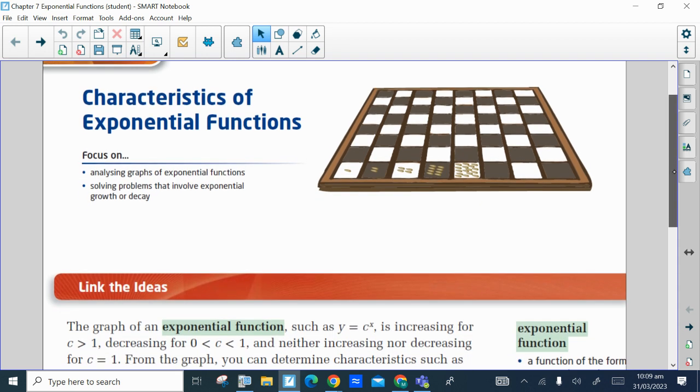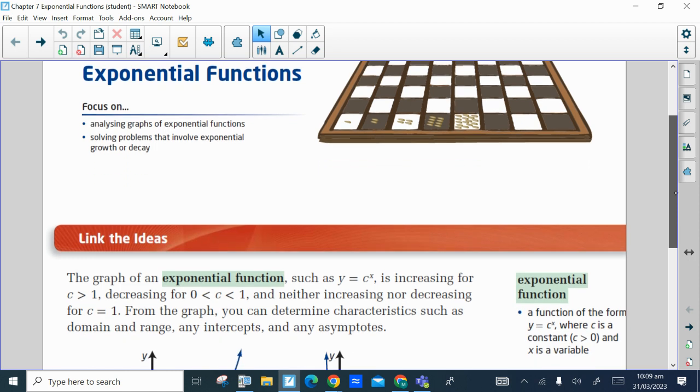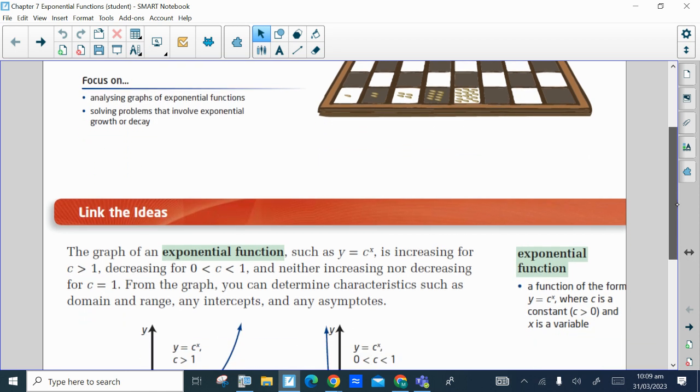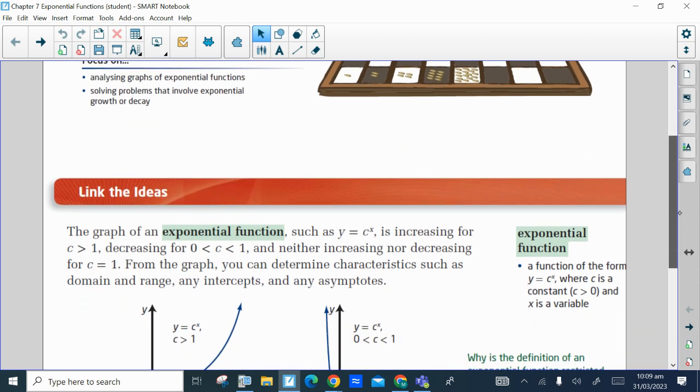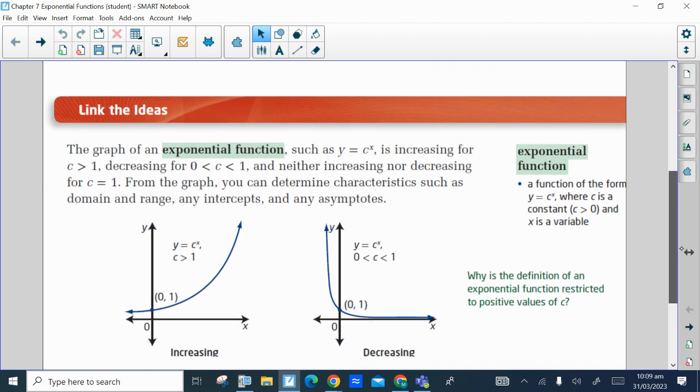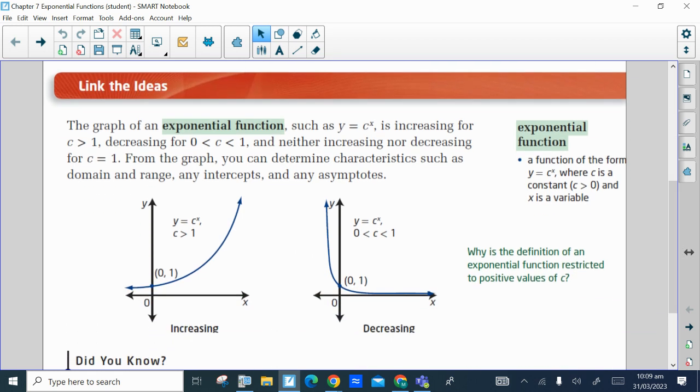So we're going to look at what the graph of an exponential function does, what its characteristics are, and then we'll also look at some problems that involve exponential growth or decay. The graph of an exponential function, such as y equals c to the x, is an increasing function when c, the base, is greater than 1. It's a decreasing function when c, the base, is between 0 and 1. But it is neither increasing nor decreasing when the base is 1.